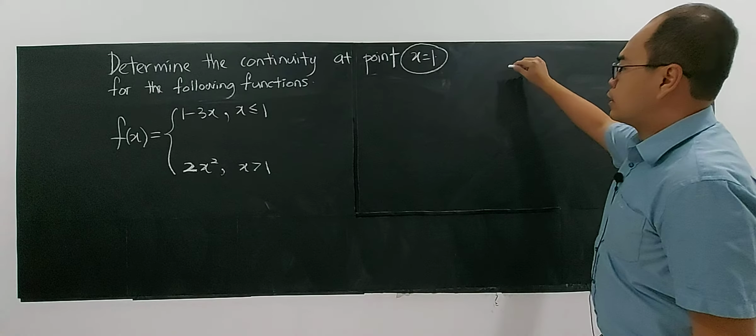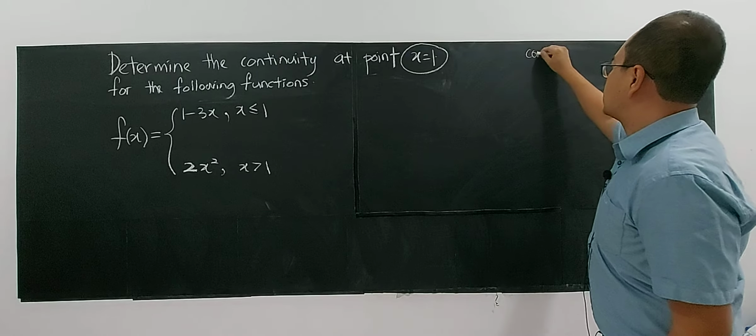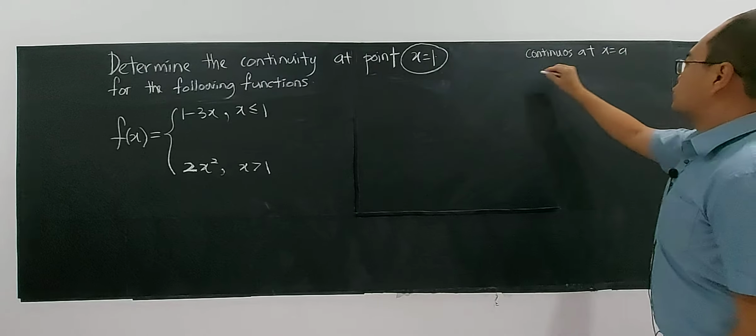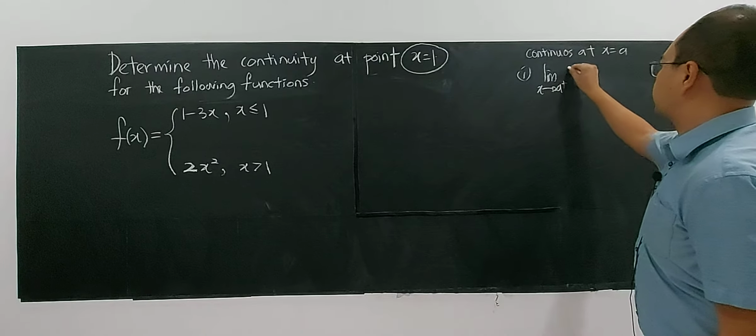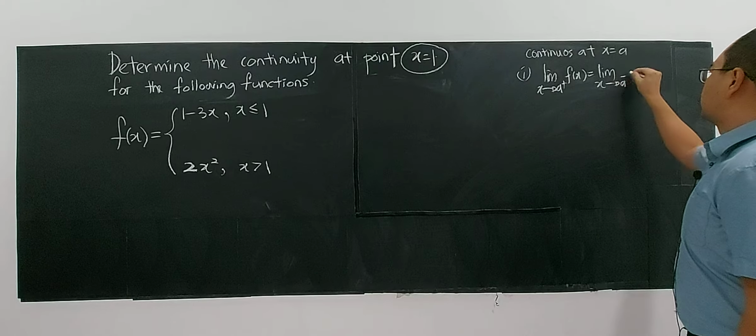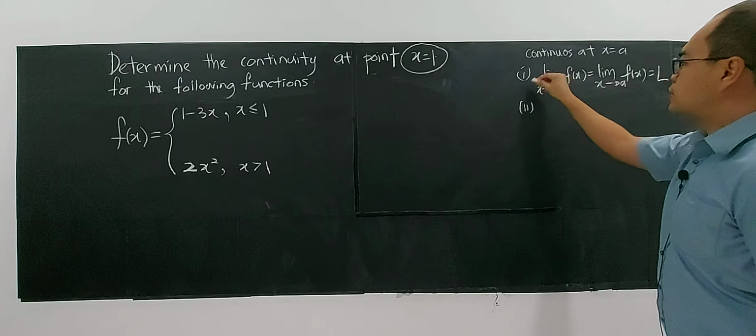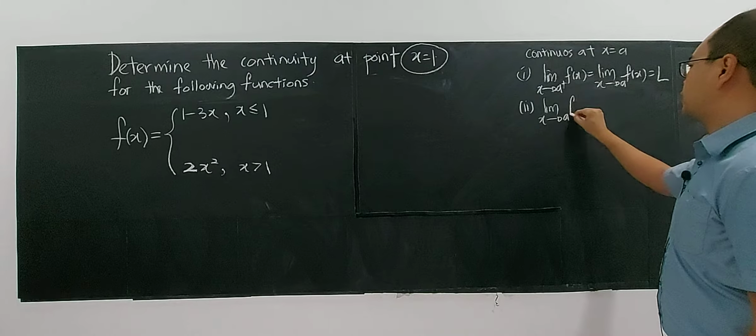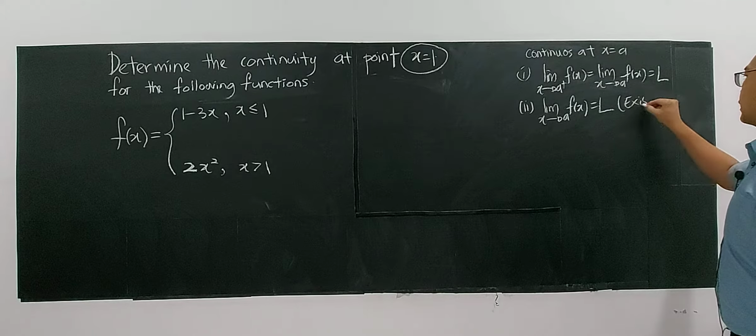So now, let's say you have the definition for continuity, continuous at x equals a. The first condition: the limit of x approaching from the right and from the left must be the same. Must be the same. If this must be the same, this implies that the limit as x approaches a of f(x) equals L, which is an existing value.